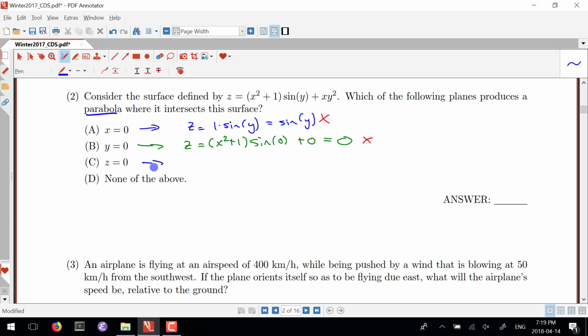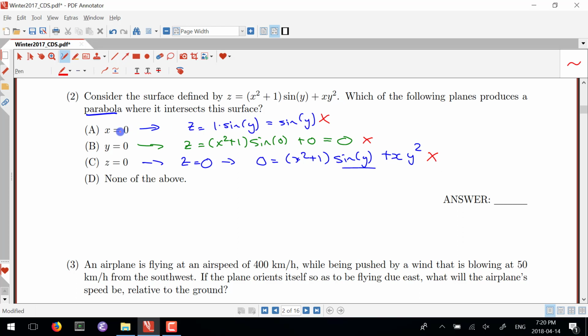Last but not least, we can try z equals 0. But that certainly seems like it's going to be a complicated relationship. We're going to end up with 0 equals x squared plus 1 sine of y plus xy squared. Again, with all those different values in there, especially the sine y combined with the x squareds, that also does not look like it's going to give us a parabola.